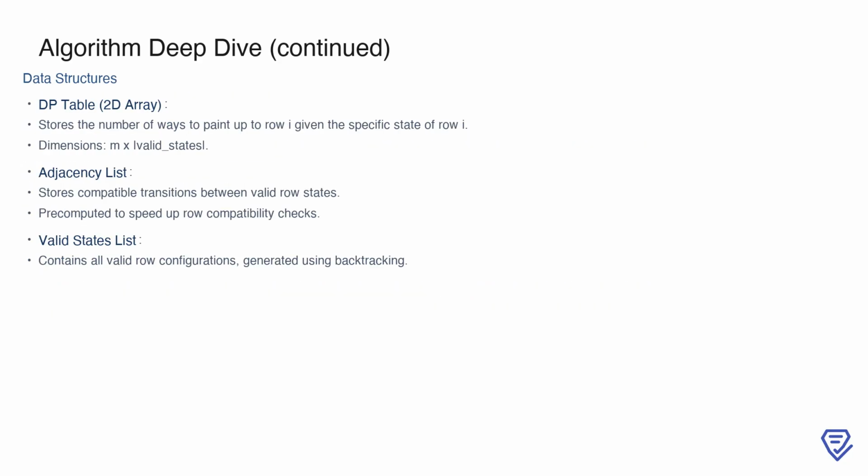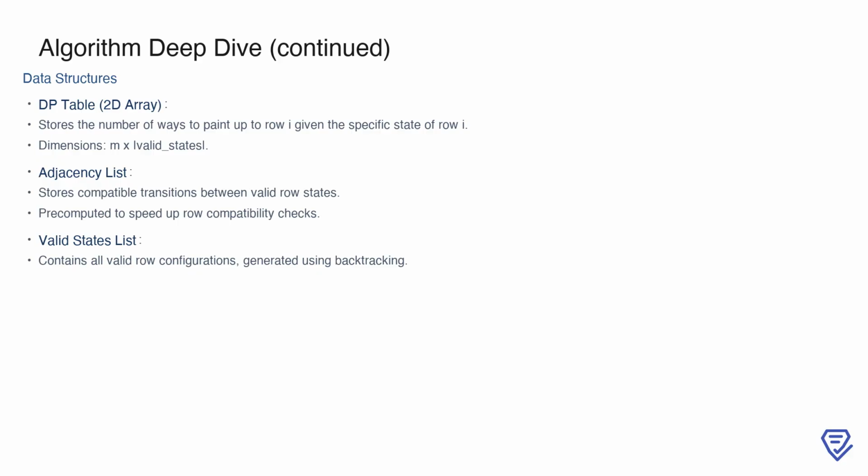To implement this solution, we rely on several key data structures. First, the dynamic programming table, or DP table, is a 2D array that stores the number of ways to paint up to row i given a specific state of row i. Its dimensions are m rows by the number of valid states.